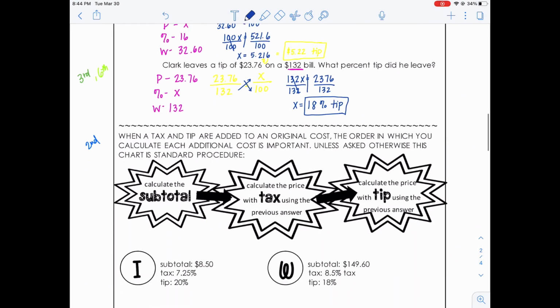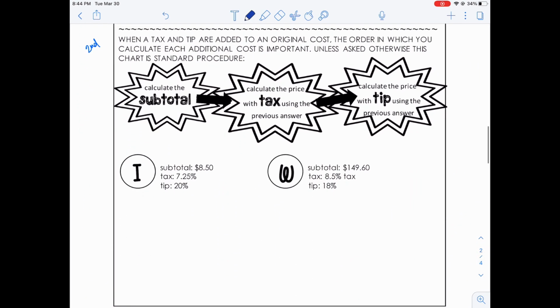Now, when tax and tip are added to an original cost, the order in which you calculate each additional cost is important. Unless otherwise asked, this chart is the standard procedure. So first you need to calculate the subtotal. Now sometimes the subtotal is given to you, but sometimes it could be a list of things, like you buy a hamburger for $10 and you buy a soda for $3. You might have to go back and calculate the subtotal on your own.